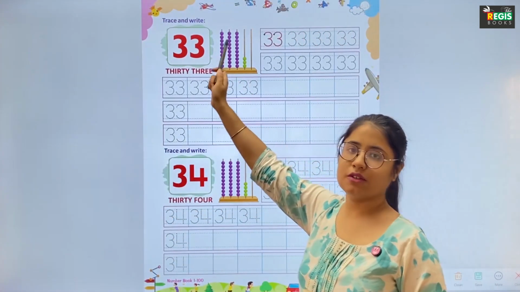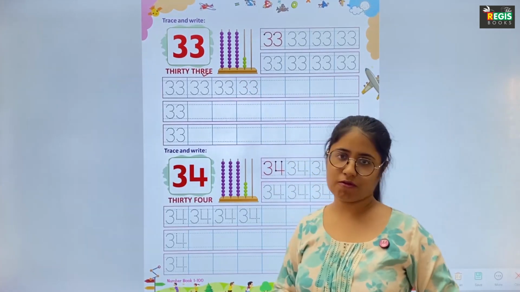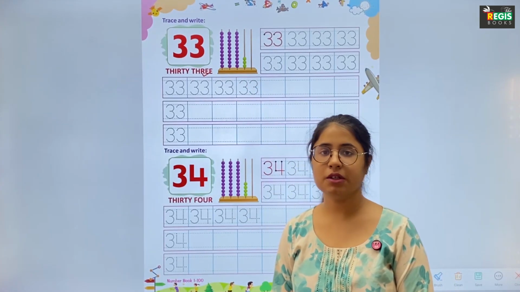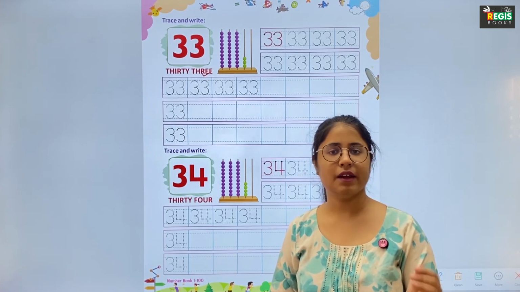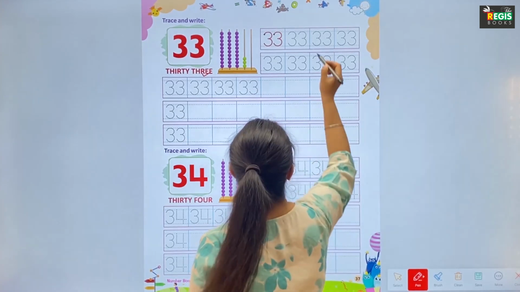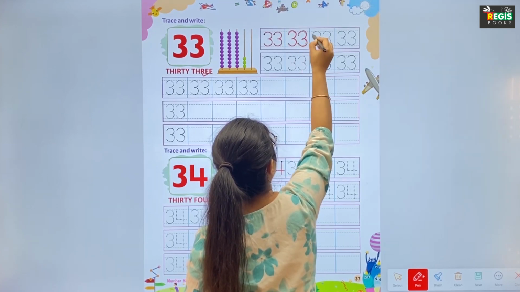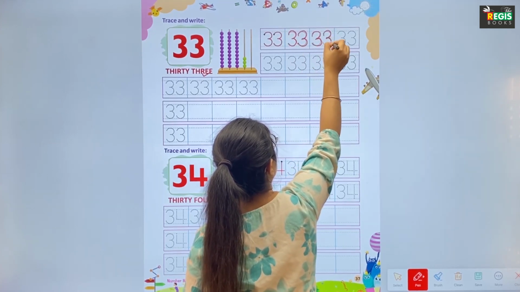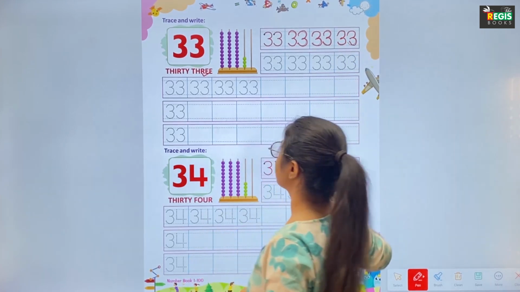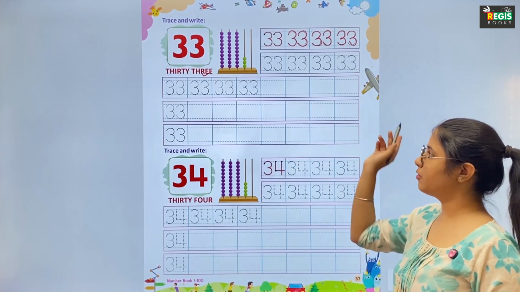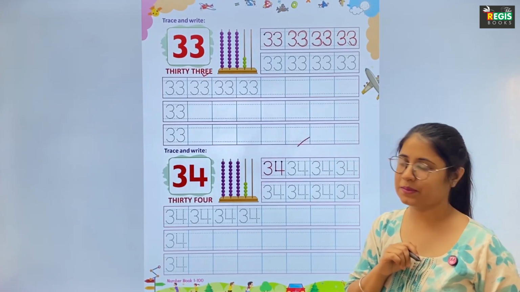Trace and write 3, 3, 33. These are total 33 dots. And we write the number 33 by writing 3 two times together. Let's trace with me. First write 3 and again 3. 3, 3, 33. And similarly आप rest of the boxes में number 33 लिखकर इसकी practice करोगे.